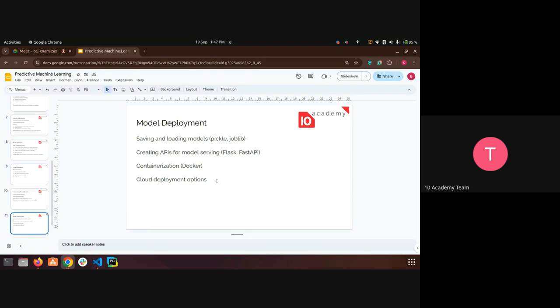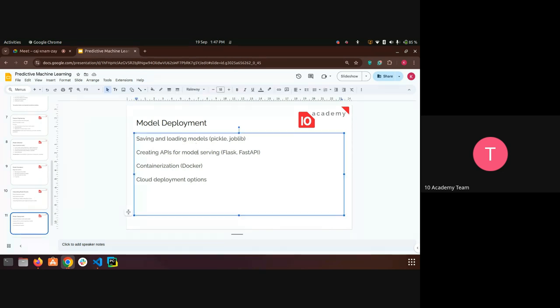And then, obviously, model deployment, so saving and loading models. It's just like serializing the model. We have seen serializing the data, right? So this is basically that. You can save your model in a .pkl file, and whenever someone wants to use it, they don't have to go through all of the steps to train the model. They just load the model and run it, or start predicting.